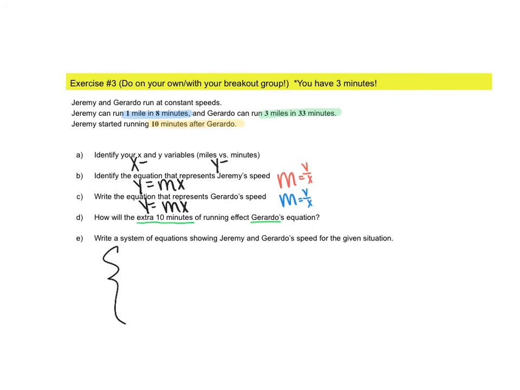All right, you should have identified that x represents minutes and y represents miles. For Jeremy, we're doing y divided by x, miles divided by minutes. So we have 1 mile, 8 minutes. This means that Jeremy's equation is going to be y equals 1/8 x.